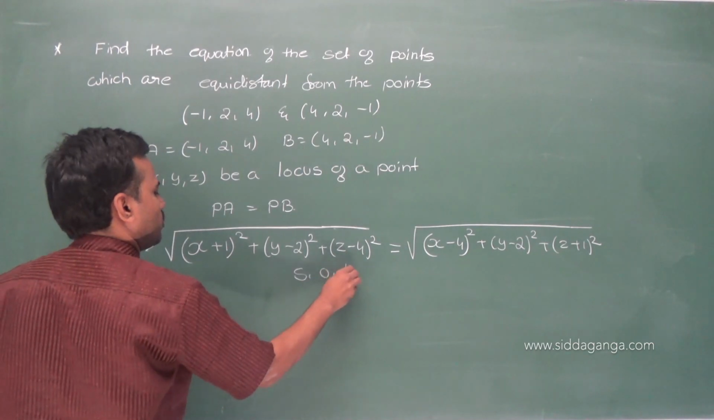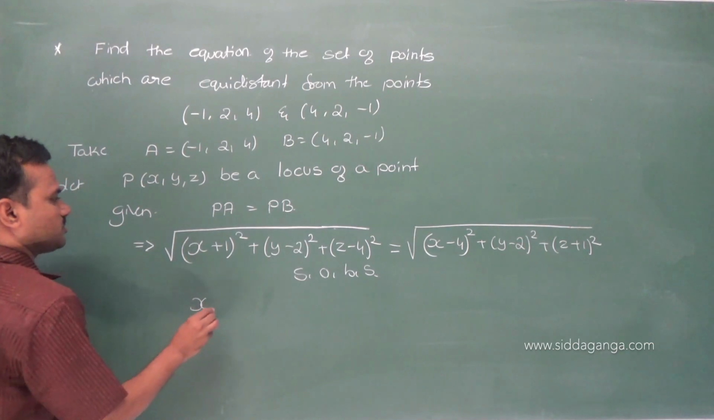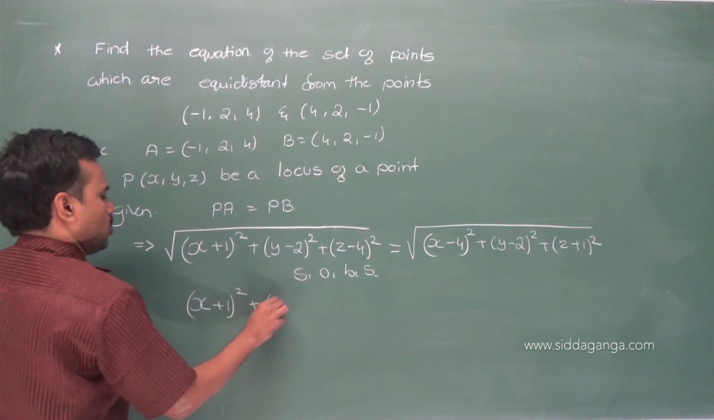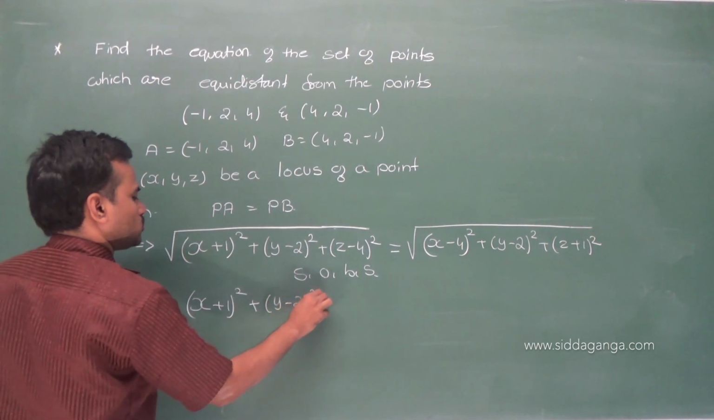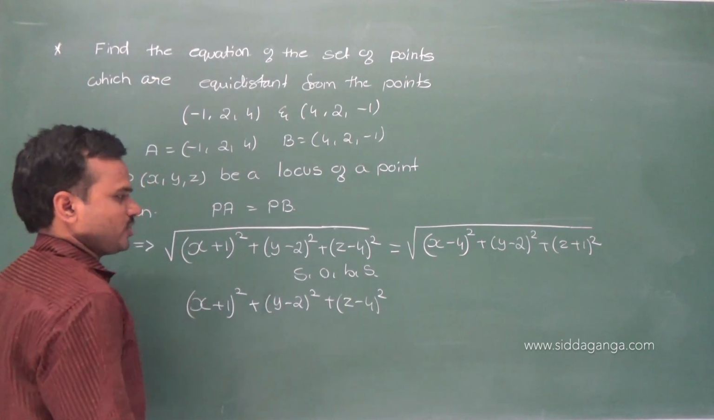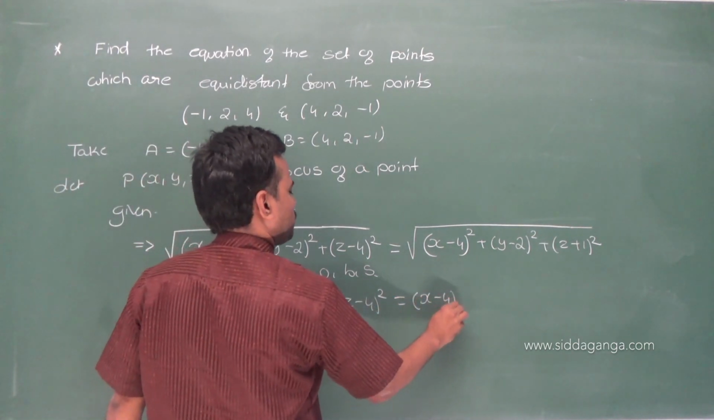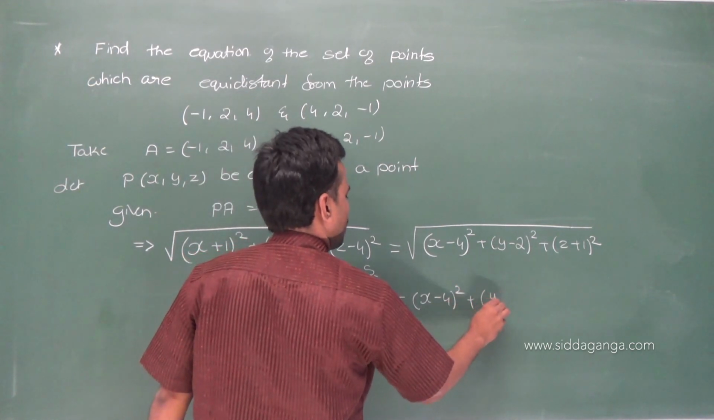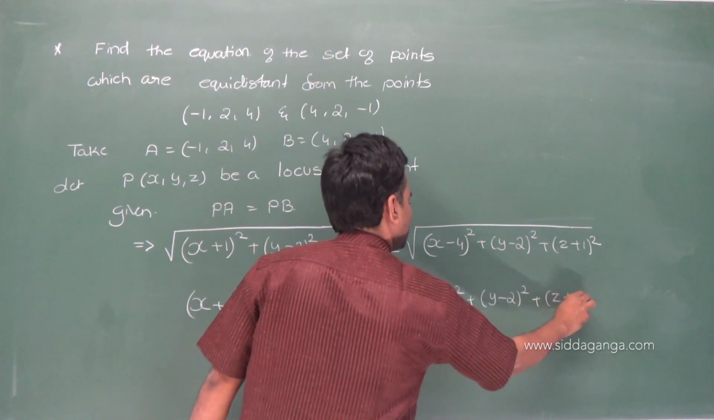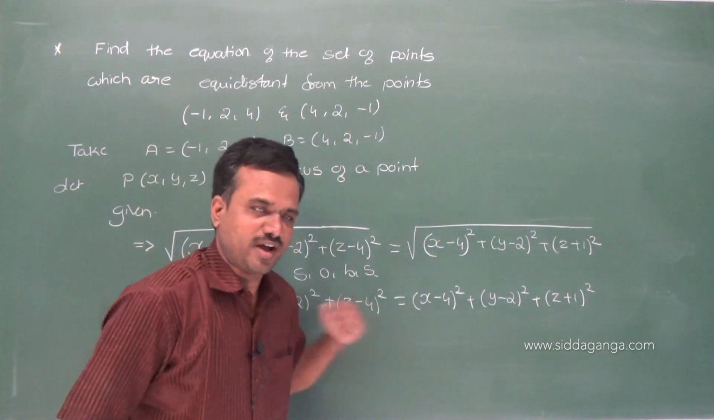Squaring on both sides, it becomes x plus 1 whole square plus y minus 2 whole square plus z minus 4 whole square is equal to x minus 4 whole square plus y minus 2 whole square plus z plus 1 whole square. Simplified.